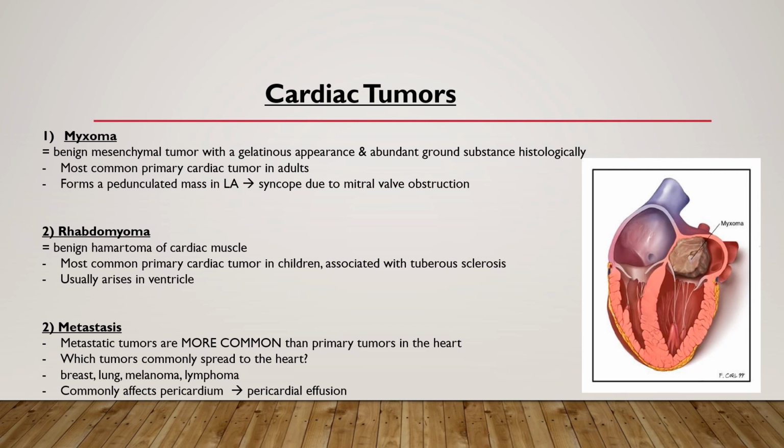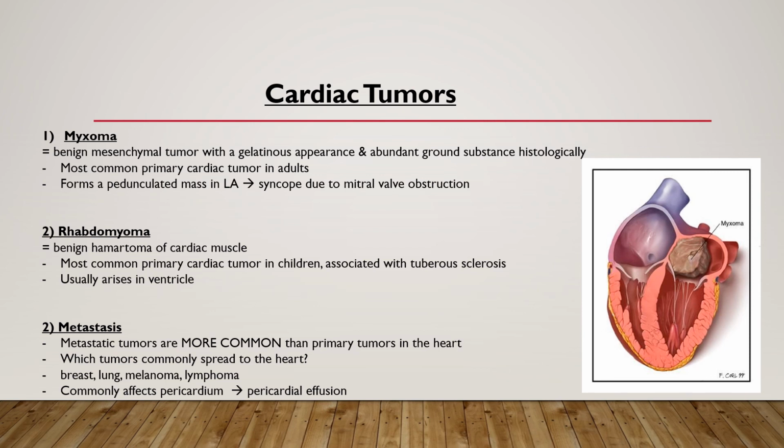We then have a rhabdomyoma, so this is actually a benign hamartoma of cardiac muscle. A rhabdomyoma is the most common primary cardiac tumor found in children, associated with tuberous sclerosis, and it usually arises within the ventricles. So myxomas and rhabdomyomas are your two most common primary cardiac tumours, and then we have metastasis.